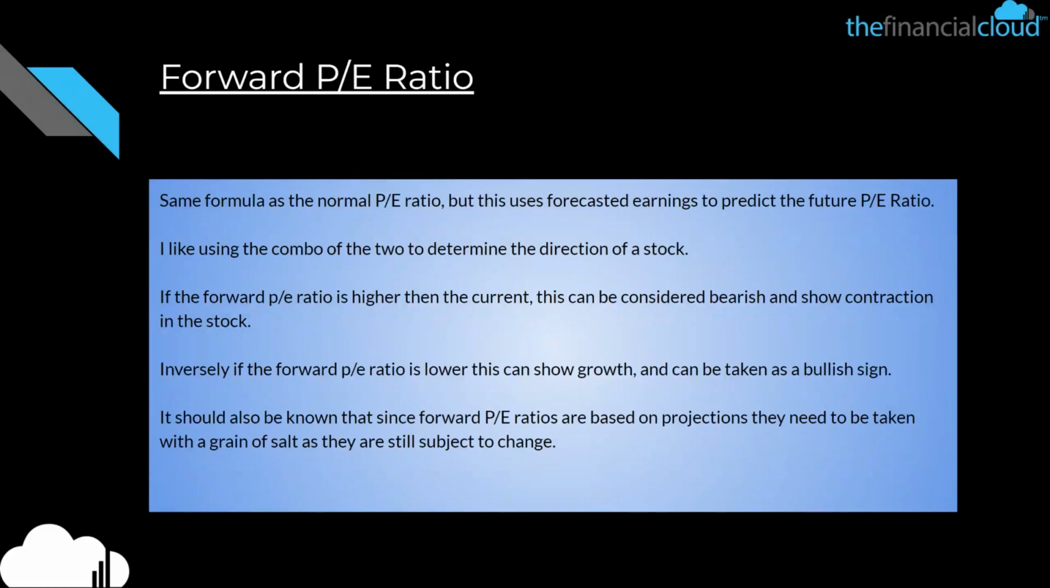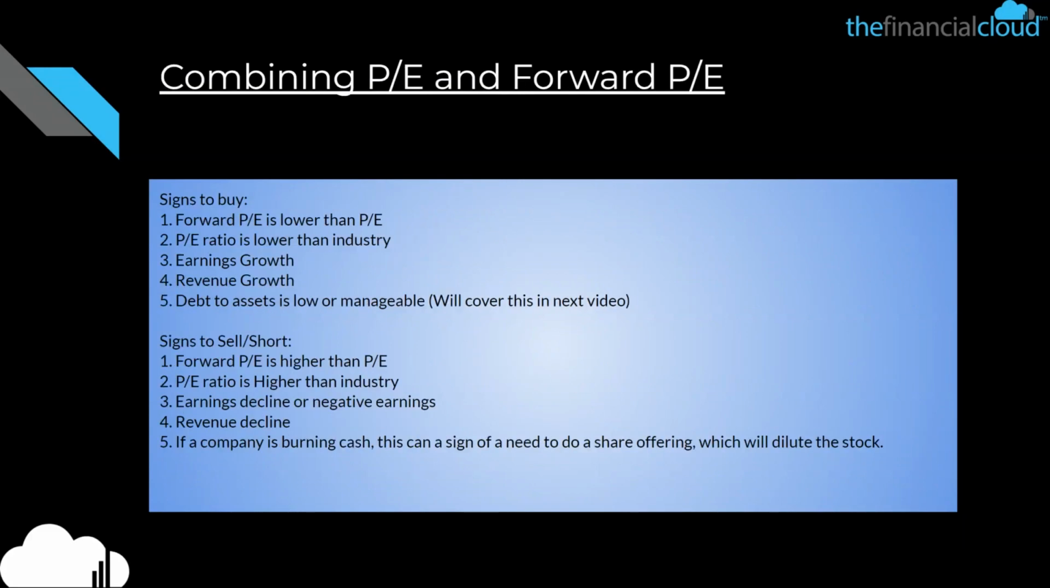But inversely, if the forward PE ratio is lower, this can be shown as contraction in earnings and can be a bearish sign. So when you combine the two, signs to buy would be the forward PE is lower than the current PE and the PE ratio is lower than the industry. This can be a very good sign. And if you have earnings growth and revenue growth, you're really going to want to look into that.